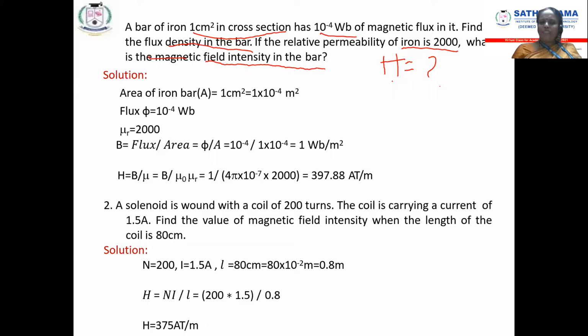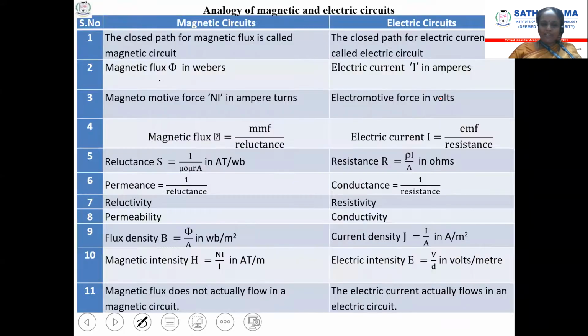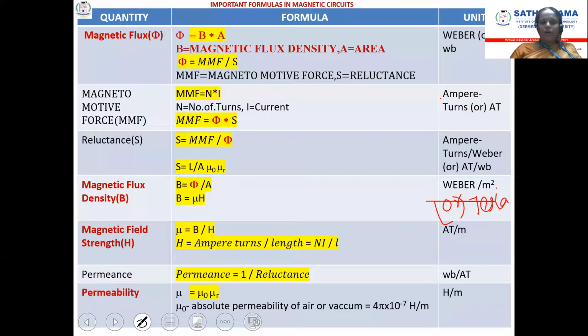B by nu, one formula. Another formula? Yeah, correct. Okay, actually, we have 2 formulas. H equal to Ni by L. I told you this formula; when you go on to H, you have to remember these 2 formulas.